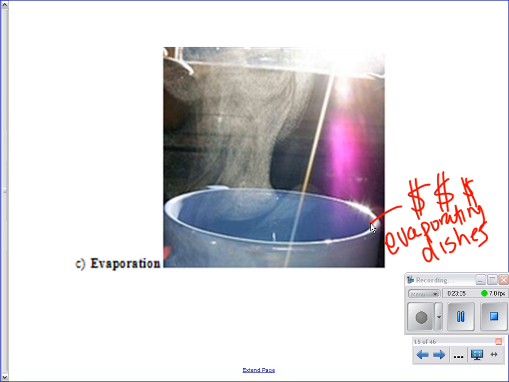Water leaves, salt stays behind, okay? Still a pretty rudimentary way to do things, but it works. What about, can I do this with heterogeneous mixtures? You said so, yeah? If I were to put sand in water, I could do the same thing, all right? So this is for both types of mixtures. There is a drawback to this, though, as far as separating goes.